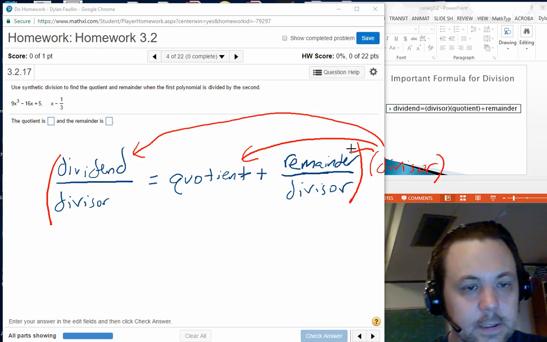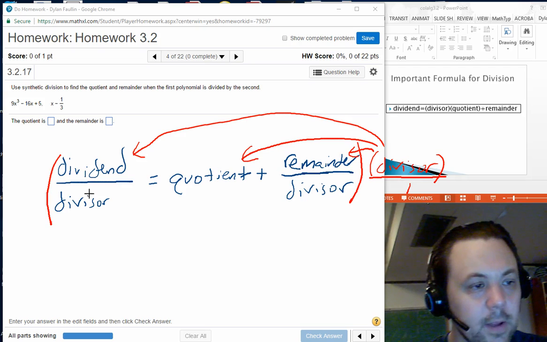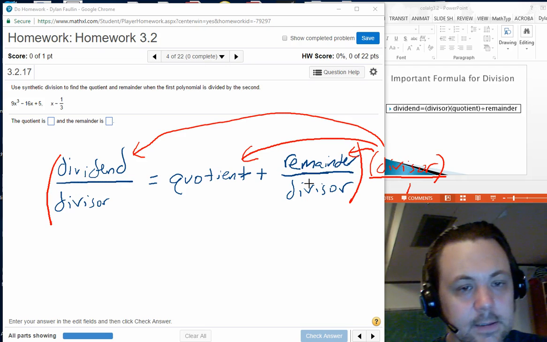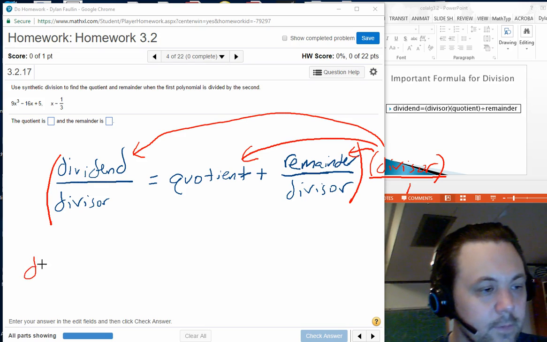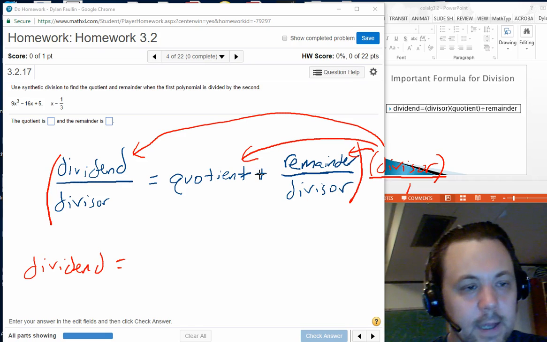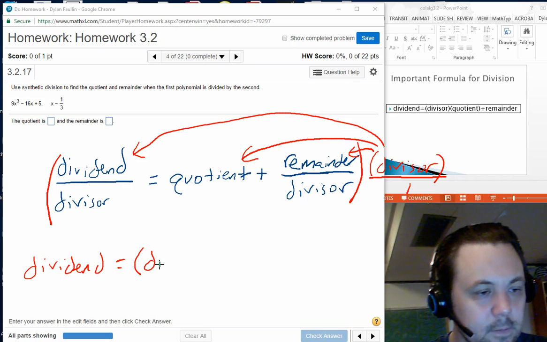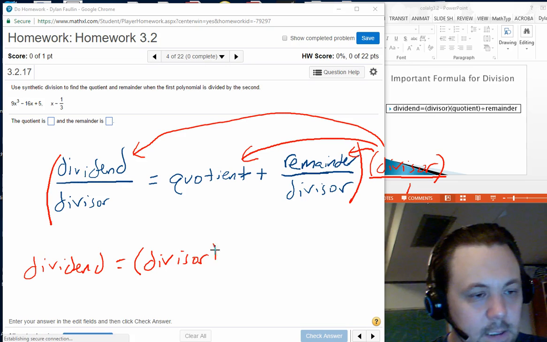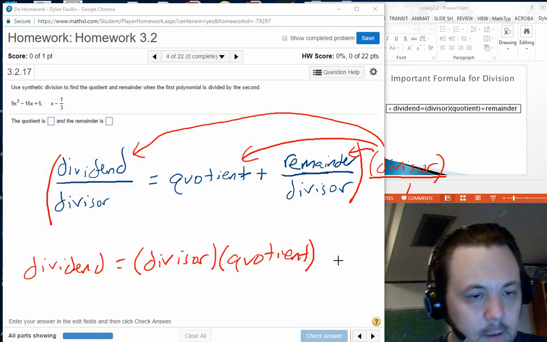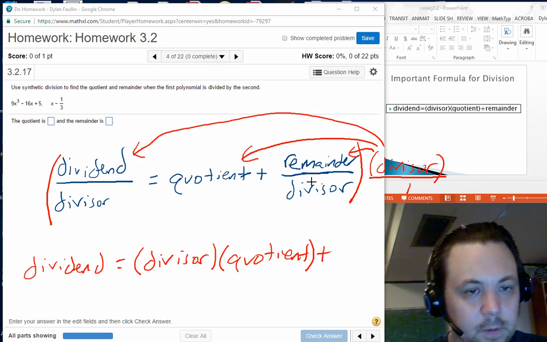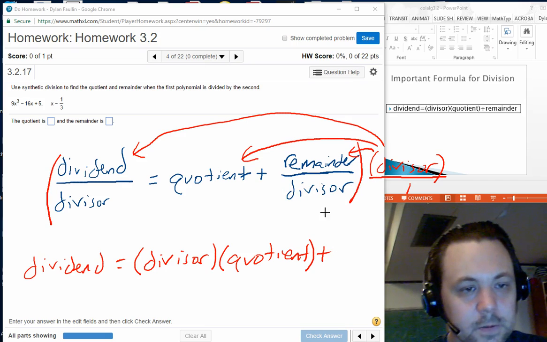When we multiply to the fractions, we'll think of this as a fraction also, so divisor over 1. And when this gets multiplied to this fraction, the divisors are going to cancel out, and we'll just have the dividend left over. So we'll have dividend equals, the divisor gets multiplied to the quotient. We'll be stuck with both of those, so we'll have the divisor times the quotient. And then the divisor gets multiplied to this fraction, and again, the divisors will cancel out, and we'll just have the remainder remaining.